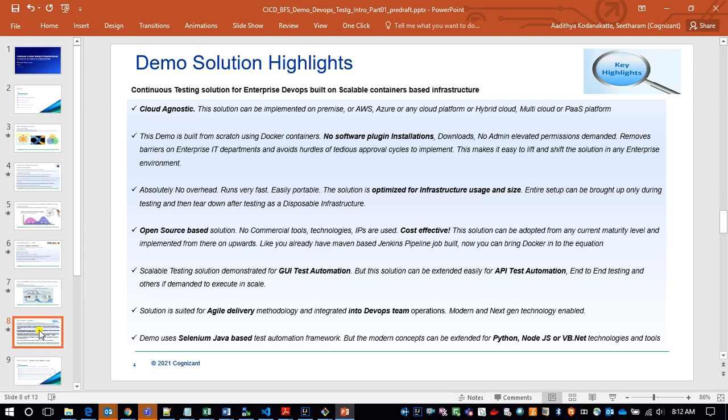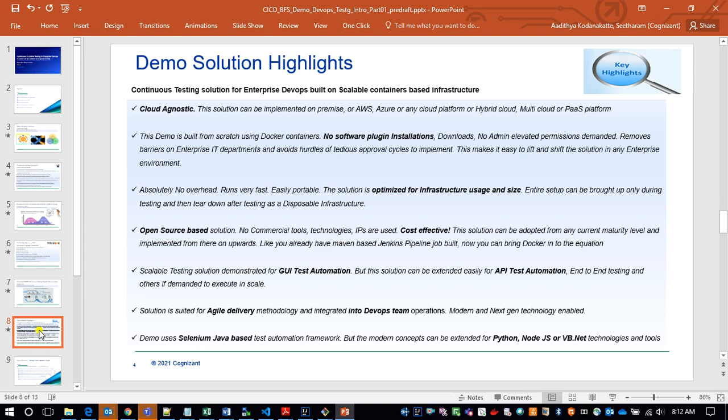Okay, so it is highly cost effective, and this solution can be adopted from any current maturity level and implemented from there upwards. What I mean by this is, it is a containerized pipeline that we are trying to run. But if you already have a Jenkins pipeline which is built using Maven and Selenium grid infrastructure, you can introduce Docker into this equation, and you can scale further to next generation testing. So it's not like you have to start everything from the ground. If you are at some maturity level already, then you can adopt and go higher.